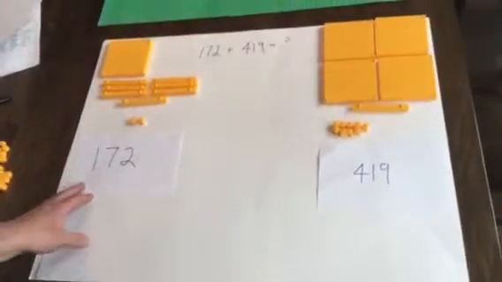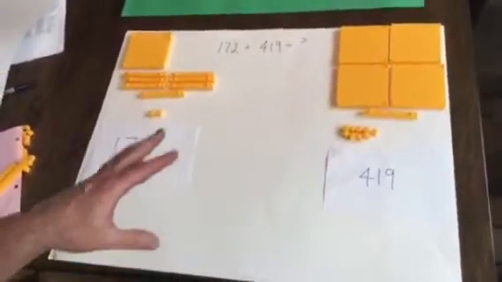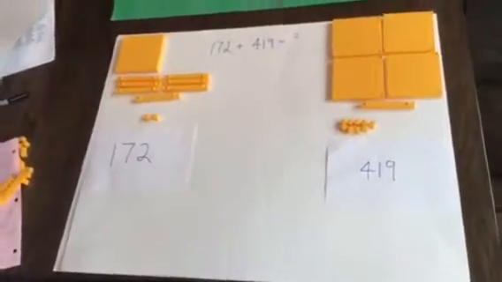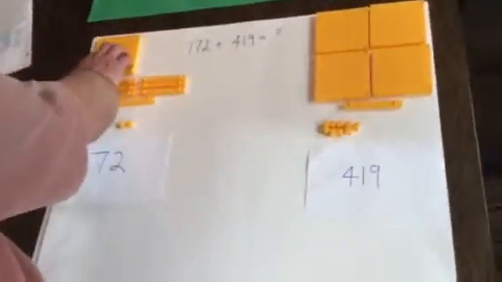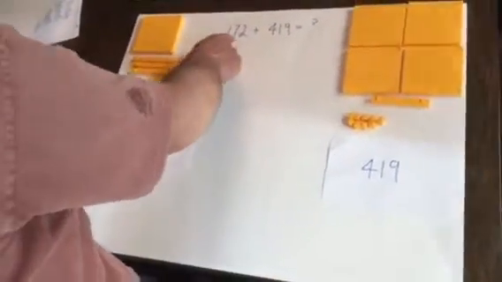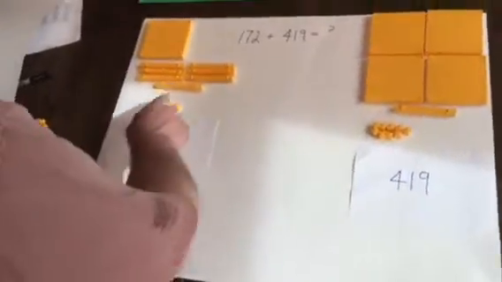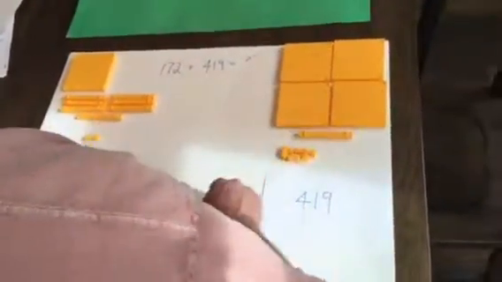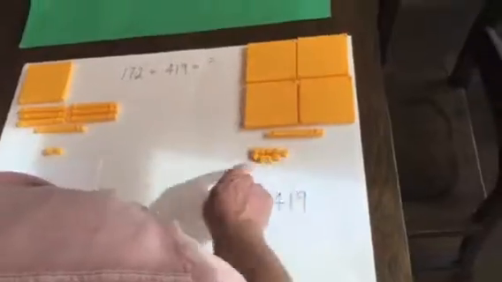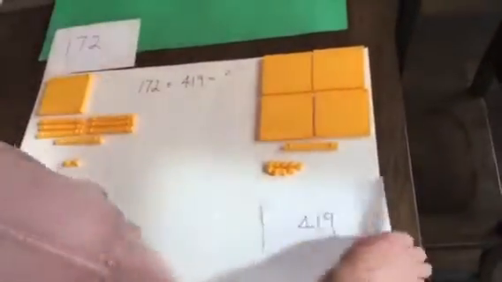What we have here is base 10 blocks, and we're going to look at a concrete representation of this equation. We've got 172 represented with the 100 plate, 7 rods, which is 70, and 2 singles. Here, 419, we've got the 400 plates, 1 rod, and 9 individual pieces. So let's move these up here and add these up.